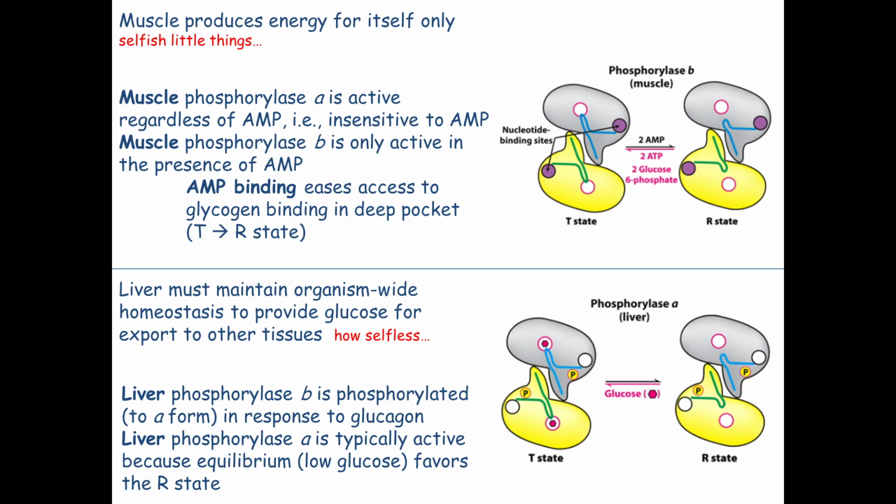Phosphorylase B form in muscle, which is the glycogen phosphorylase lacking that phosphate, is only active if the cell needs ATP. How does the cell detect if it needs ATP? Well, you can't detect a lack of ATP. You can't detect a lack of something. You must detect something else. So in this case, AMP signals that ATP is really low.